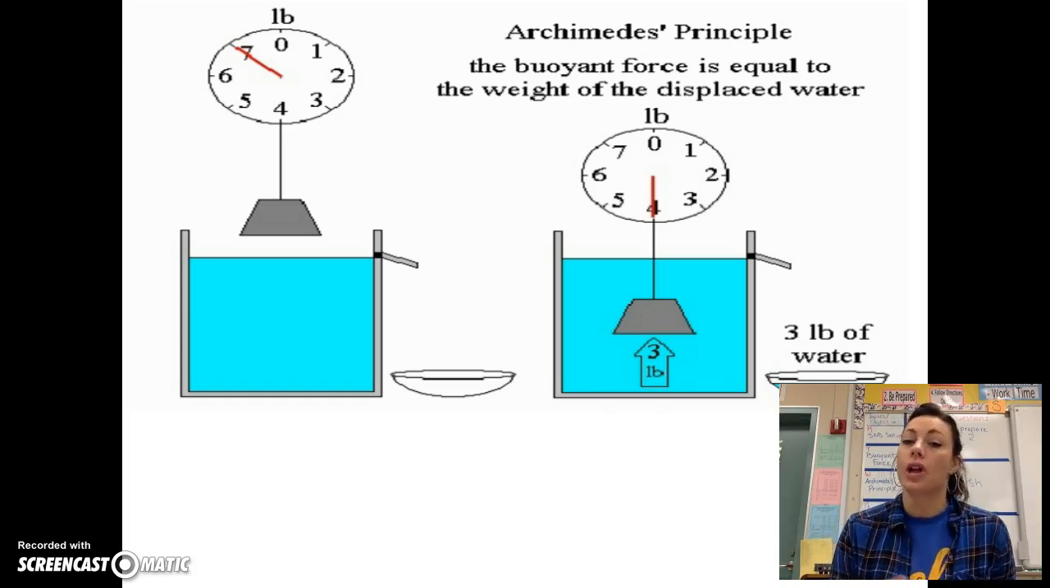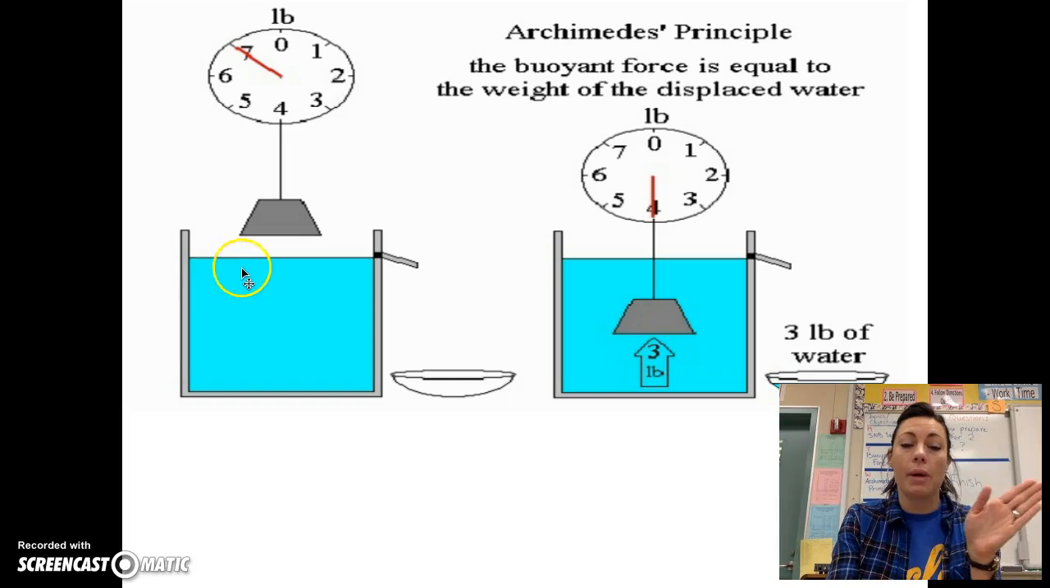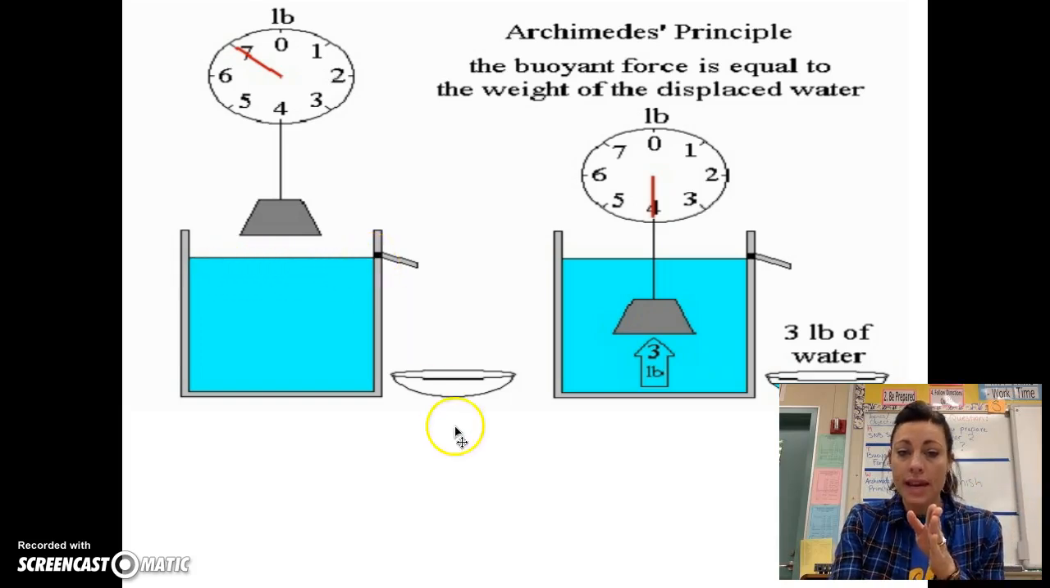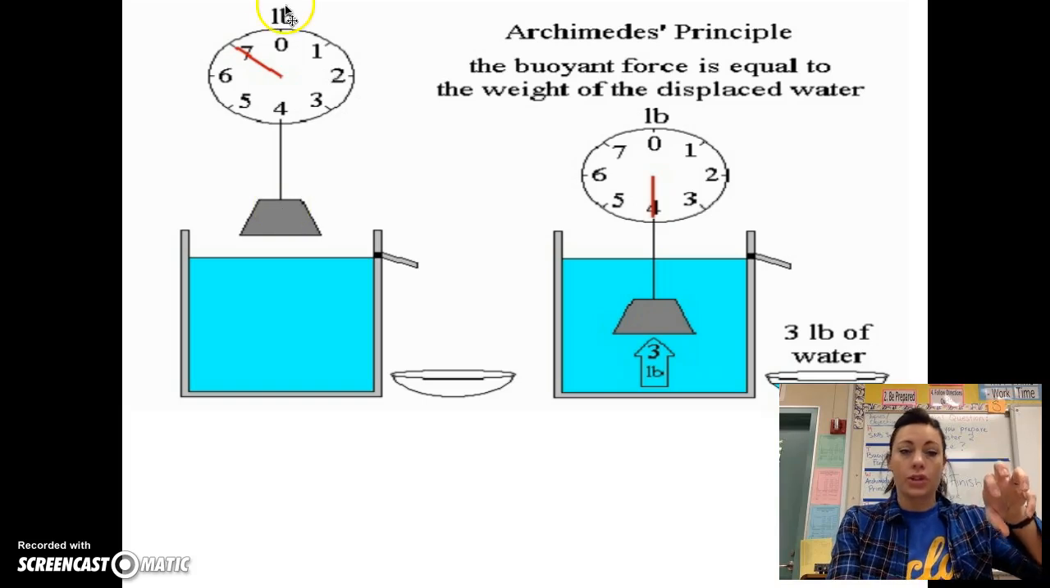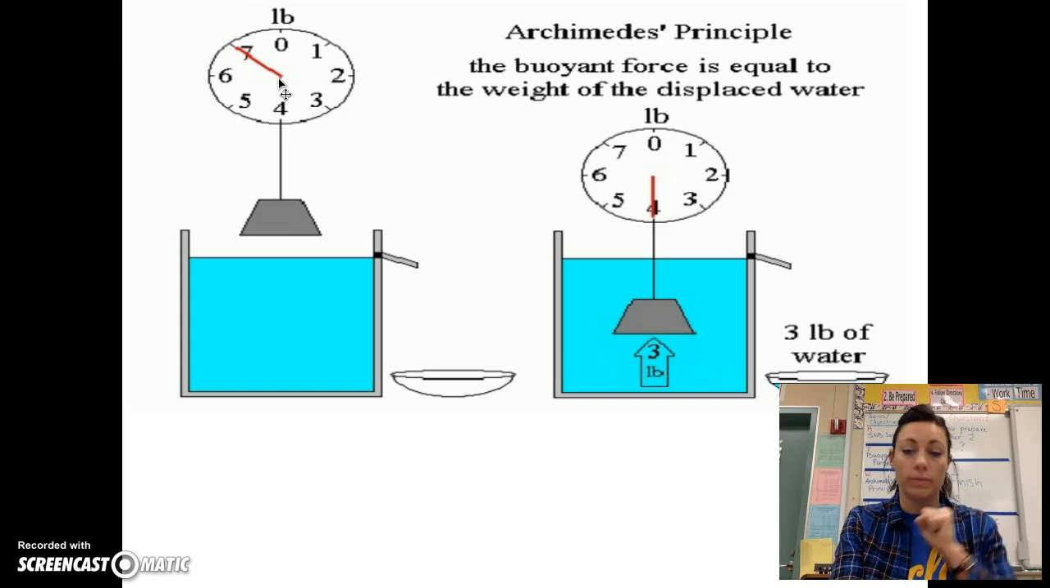You need to get in your notes that Archimedes' principle says that the buoyant force is equal to the weight of the displaced water. So let's say we had a bucket that had a spout on it. We filled the bucket all the way to the top and then put something underneath to catch the water that's going to come out. Then we took some kind of scale and hung an object from it. So this scale right here tells me the weight of this object due to gravity. The weight of this object due to gravity is apparently 7 pounds according to this scale.